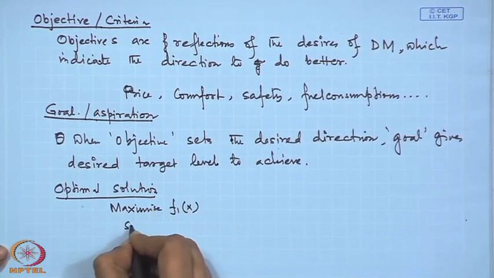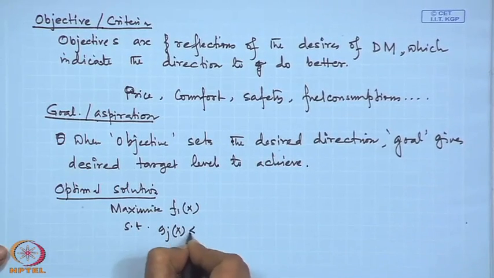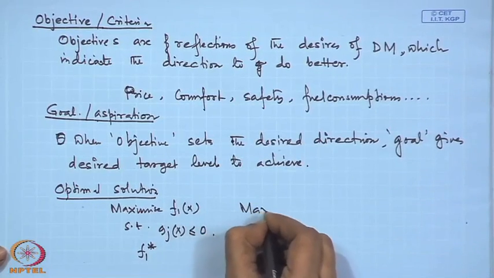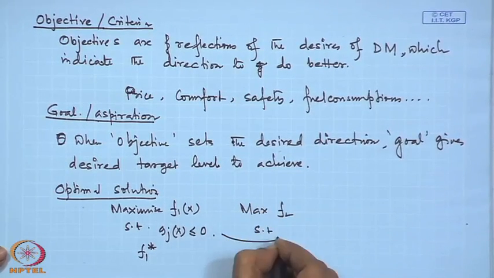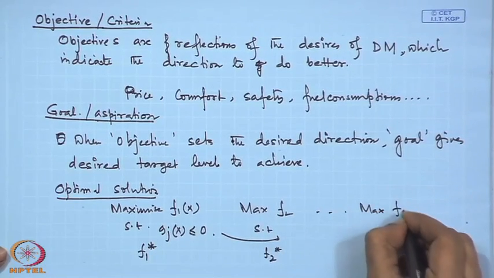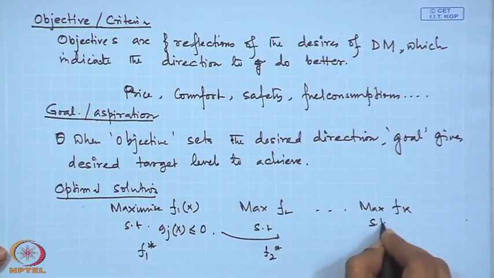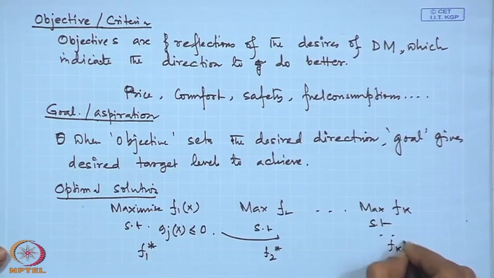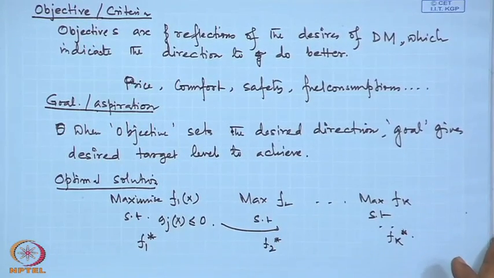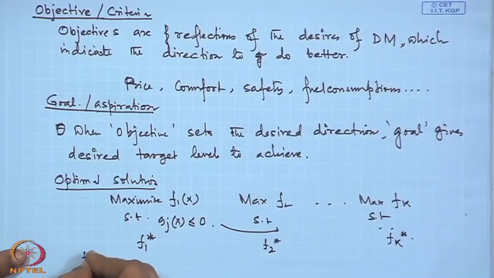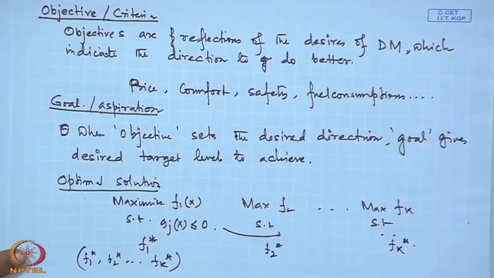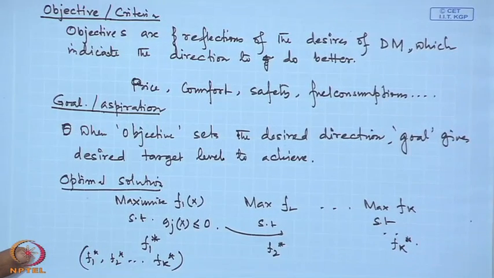f1(x) only subject to g_j(x) less than or equal to 0, we will get the optimal solution for this, f1 star. If I want to maximize f2(x) subject to the same set of constraints, we will get the optimal solution f2 star, and maximize the last objective fk subject to the same set of constraints, then we will get the solution fk star. And it is not really possible for us to get f1 star, f2 star and fk star all together, and in general this value is out of the feasible space.